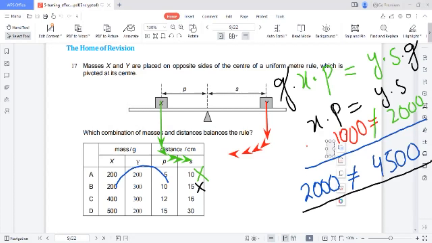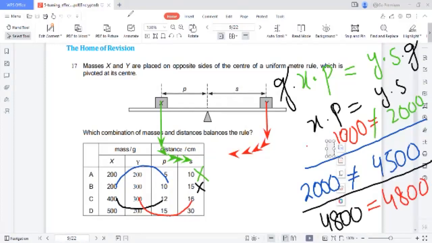So we have 400 times 12, which is 4800. And then we have 300 times 16, which is also 4800. So these options give a similar type of movement. So we can consider this option as the correct option, but we will check the last one as well.